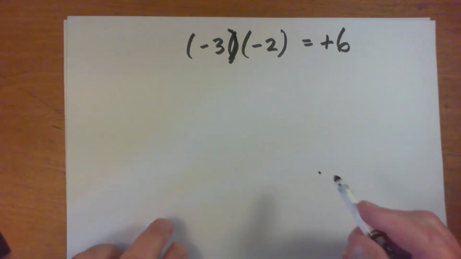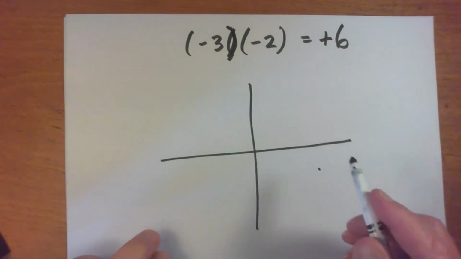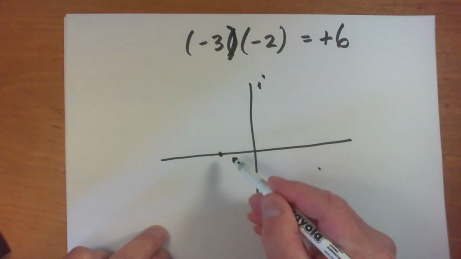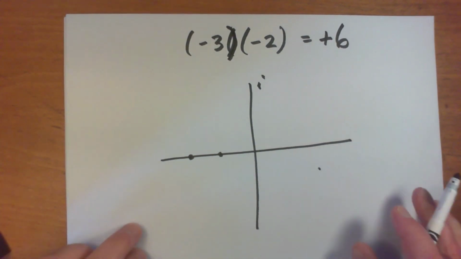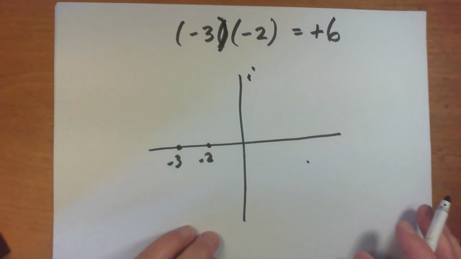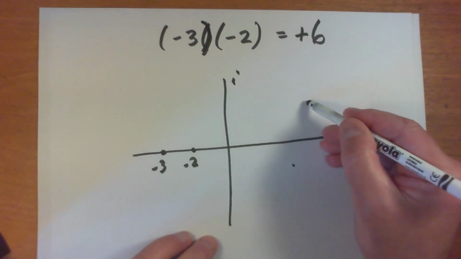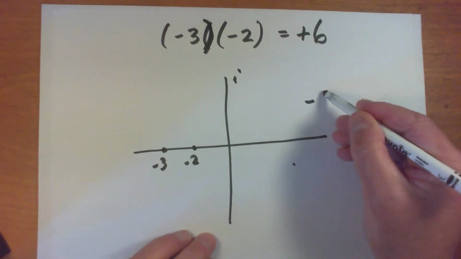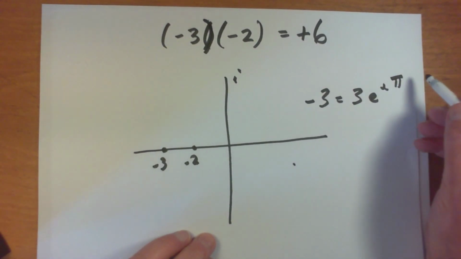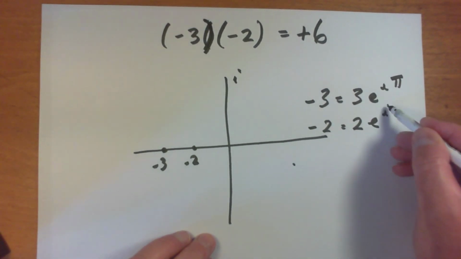So, I'll just do it on here. On the Argand diagram, this will be -2, that'll be -3. So essentially, using the polar form, you'll have -3 equals 3 e^(iπ), and -2 equals 2 e^(iπ).